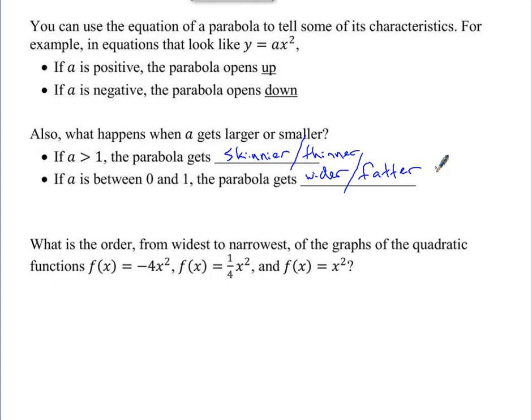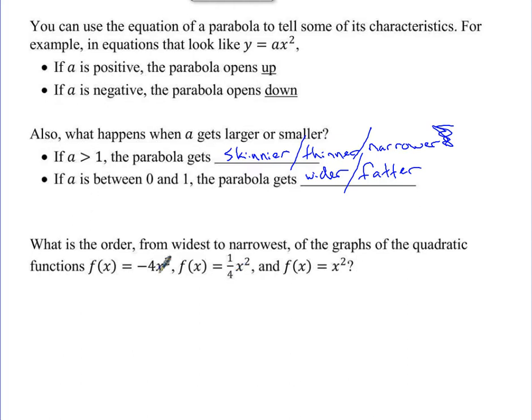So let's see now if we can do this problem without even looking at the graphs. What is the order from widest to narrowest? So let me put narrower. I don't need parentheses. So widest to narrowest of the graphs of the quadratic functions. All it's asking for is widest to narrowest. It's not saying up or down or anything like that. So which one of these is going to be the fattest, the widest? The fattest one is the second one.